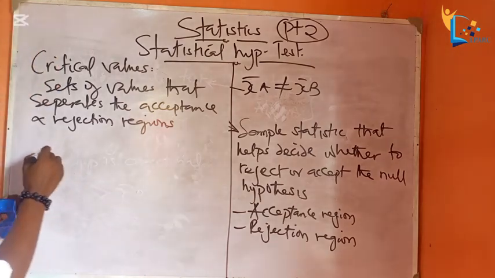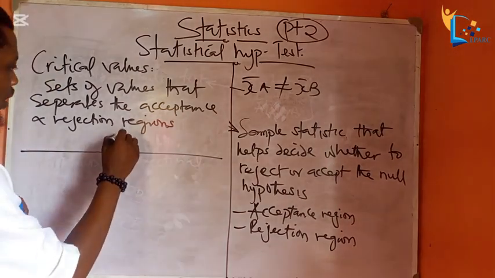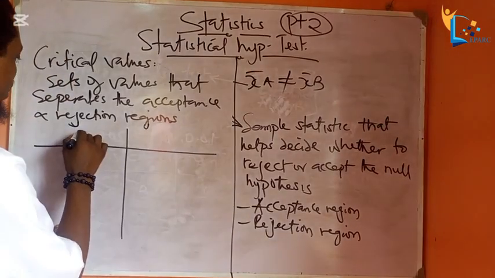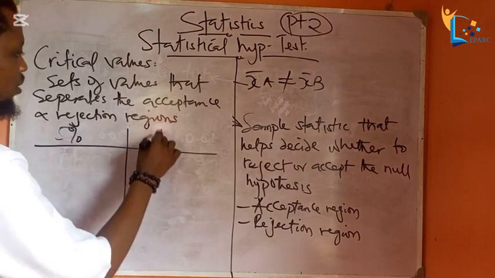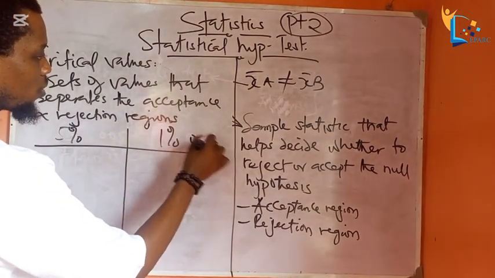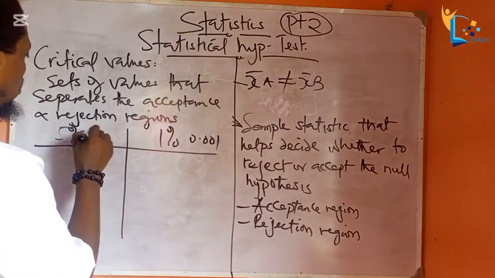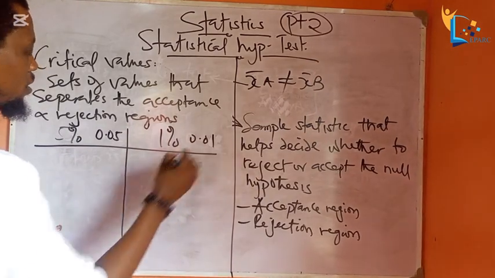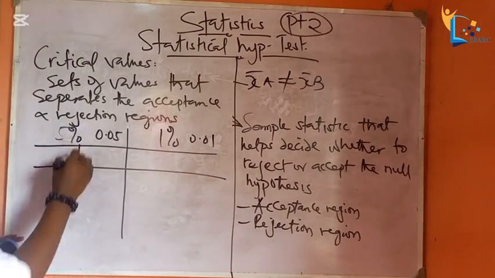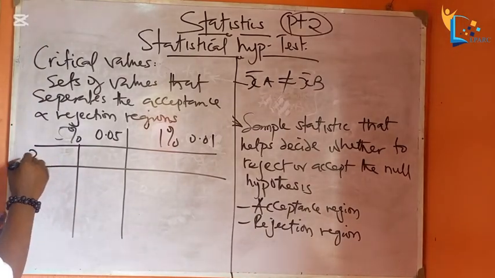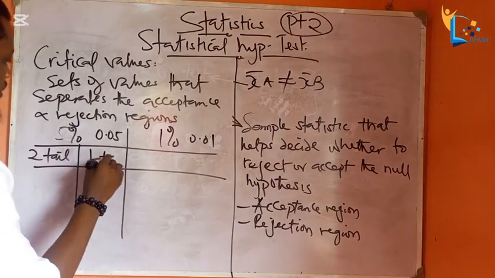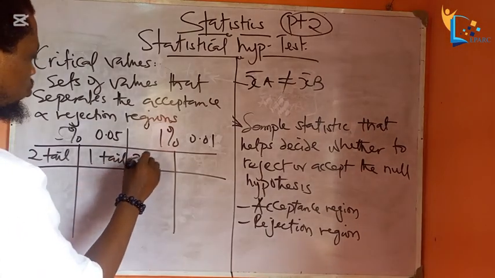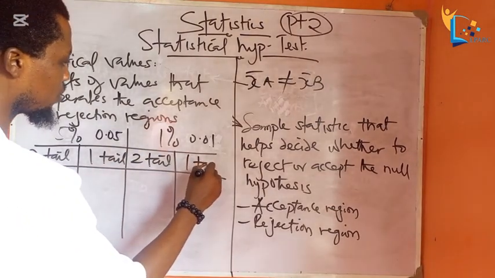We have, for instance, I told you the common levels of significance are the 5%, the 1%, and 0.001 or 0.05, sorry, 0.1. So these are the common levels. We have for 2 tail, for 1 tail. I'm talking about critical values now.